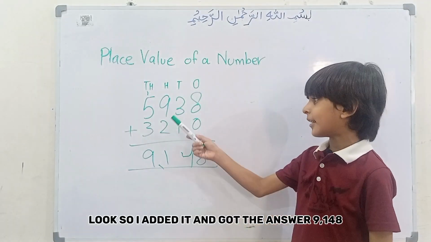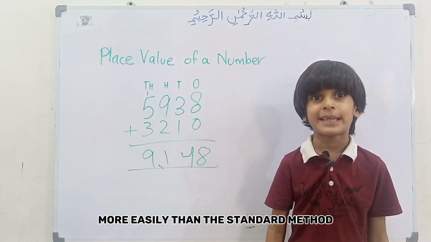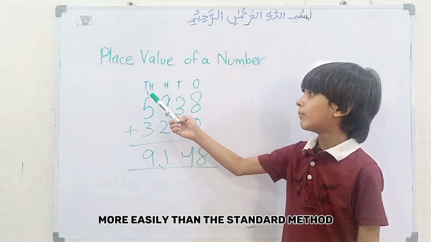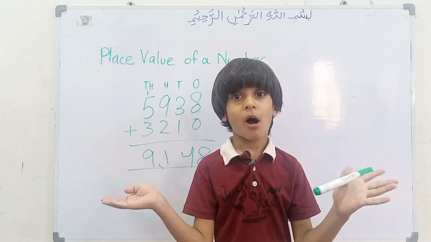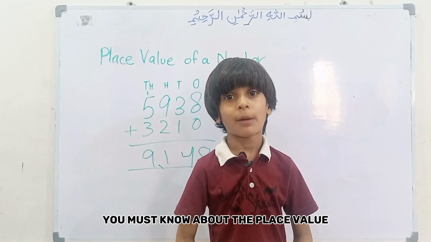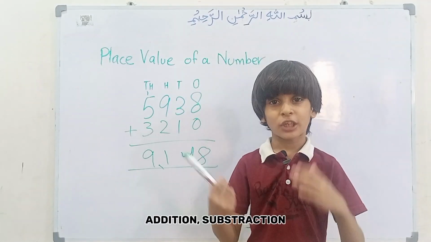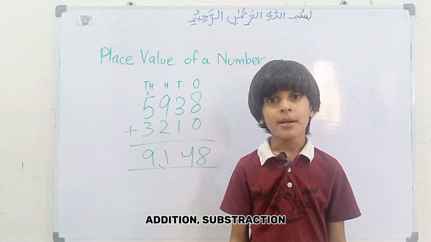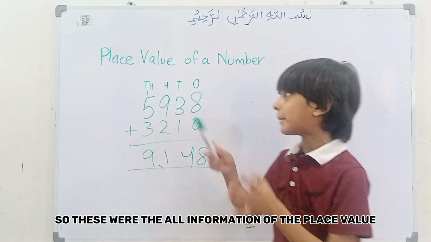Look, so I added it and got the answer 9,148 more easily than the standard method because of the place value. If you want to do the 4 operations of maths with the place value, you must know about the place value. The 4 operations of maths are addition, subtraction, multiplication, division. So these were all the information of the place value.